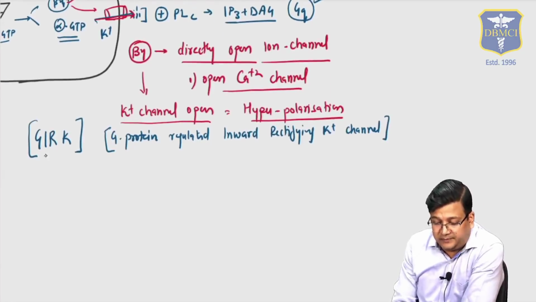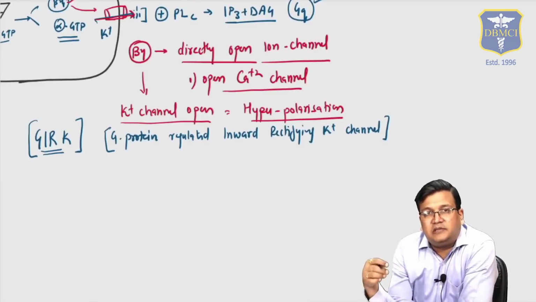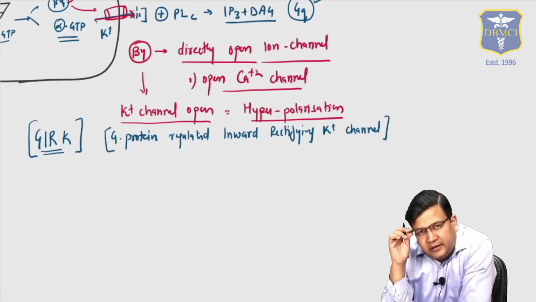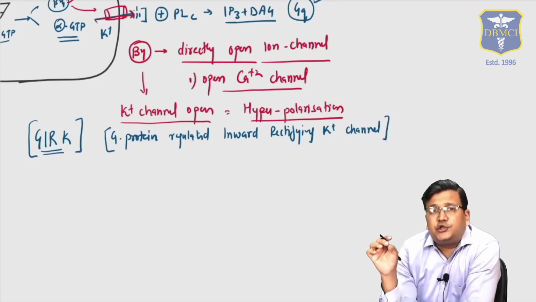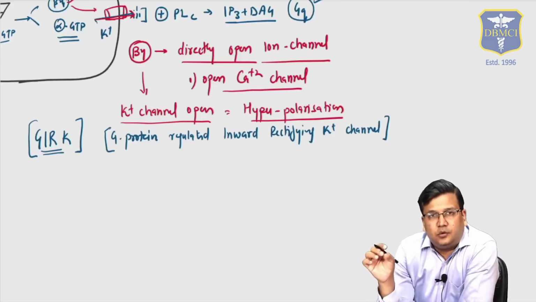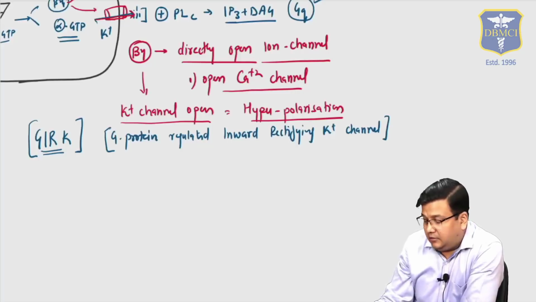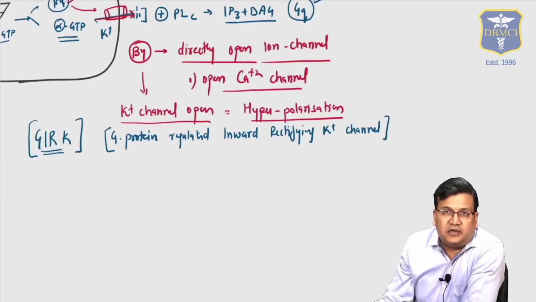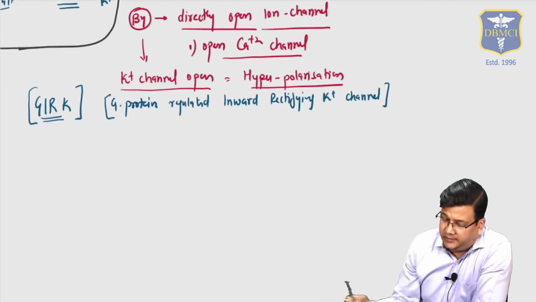Now their presence was known for a very long time, but the examples and much of the discovery have happened in the relatively recent past, and that is what the question is asking: which type of GPCR does not act via opening a potassium channel. So which are the receptors related to GIRK, or G protein regulated inward rectifying potassium channel? So you need to make a list and remember it.